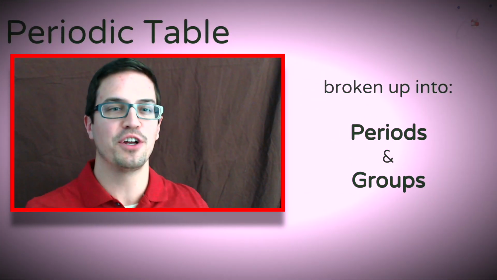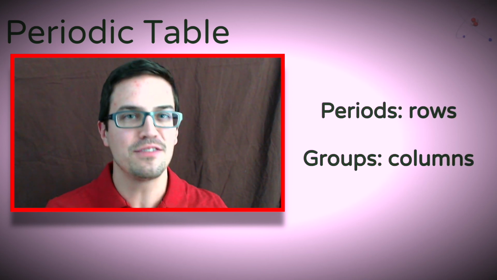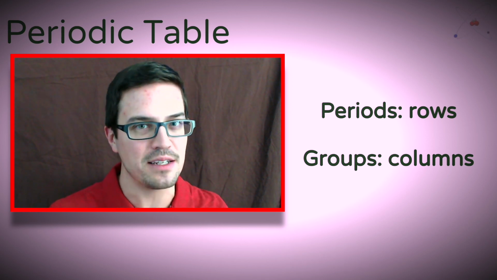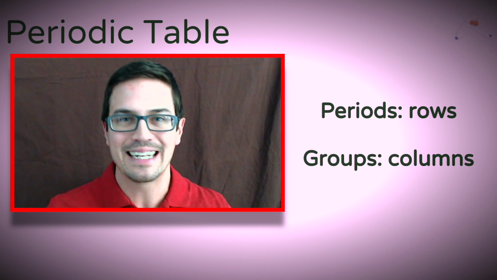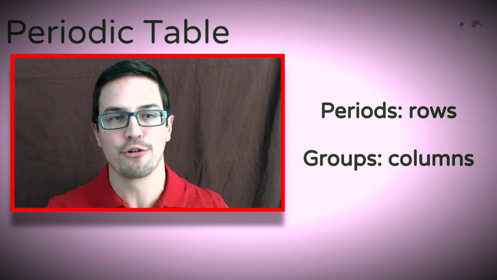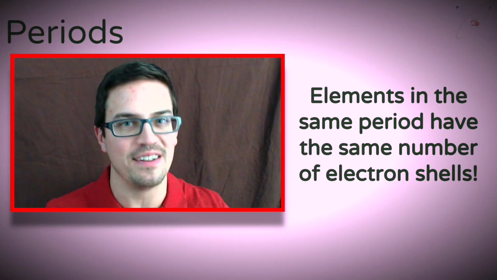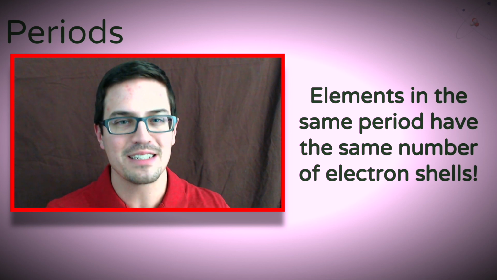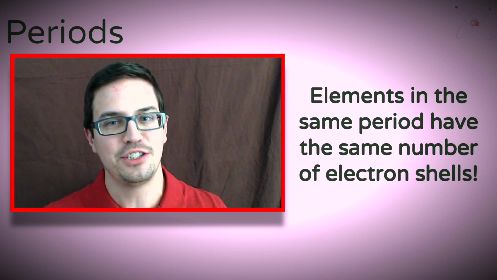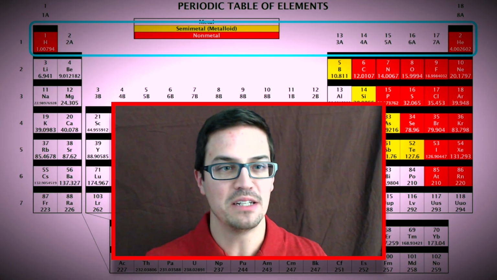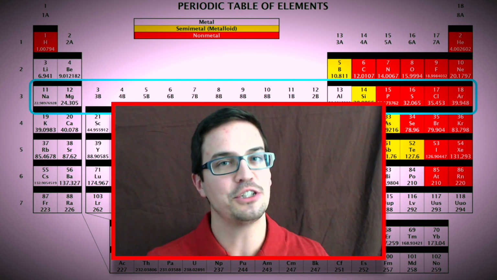The periodic table is broken up into periods and groups. Periods are the rows and groups are the columns. An easy way to remember this is that periods are at the end of a sentence and sentences go from left to right. Groups go up and down in columns, and the word up is in the word group. Let's break these down a little bit more. Elements in the same period have the same number of electron shells. This will be important to know when we start discussing periodic trends. The period number will also tell you how many shells each element in that row has. Row 1 elements have 1 shell. Row 2 elements have 2 shells. Row 3 elements have 3 shells, and so on.